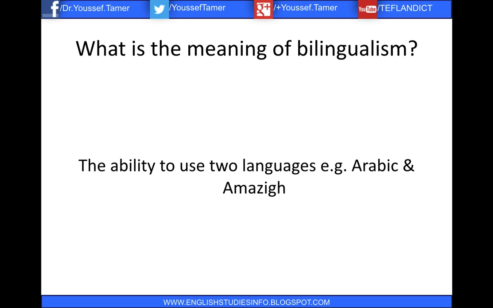Example, Arabic and Amazigh. Or Amazigh and Arabic, as you like. You can choose the order you want, no problem. I choose this one because that's my order. I started learning Arabic and then Amazigh. But for you, maybe many of you, it's the opposite. Amazigh, then Arabic. It doesn't matter, right? Amazigh or Arabic comes first, no problem. Yes or no? Yes, that's very good. Thank you.